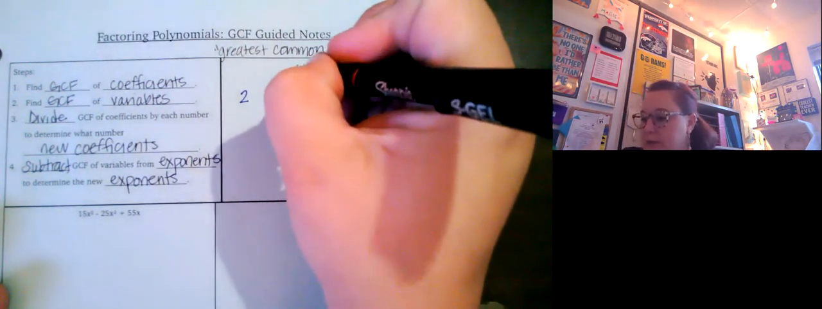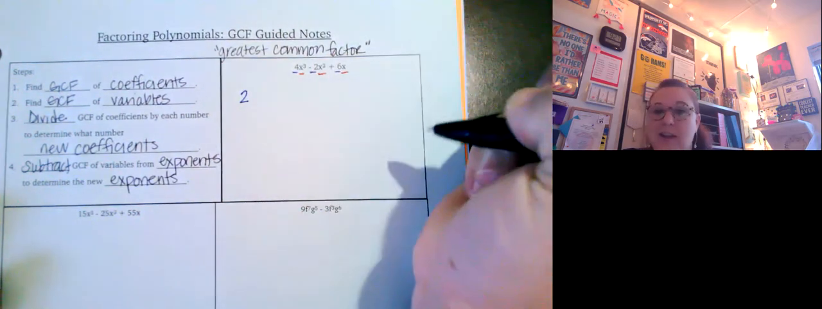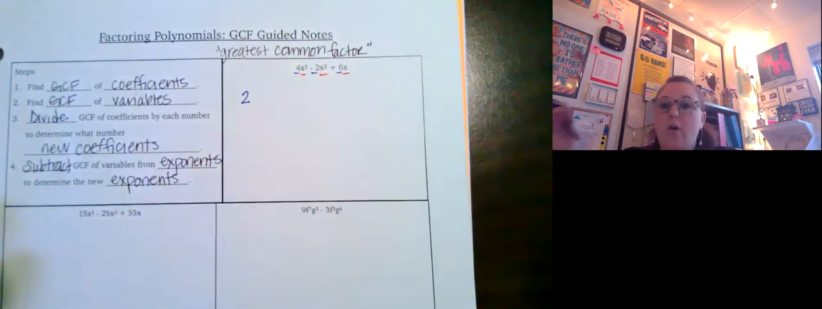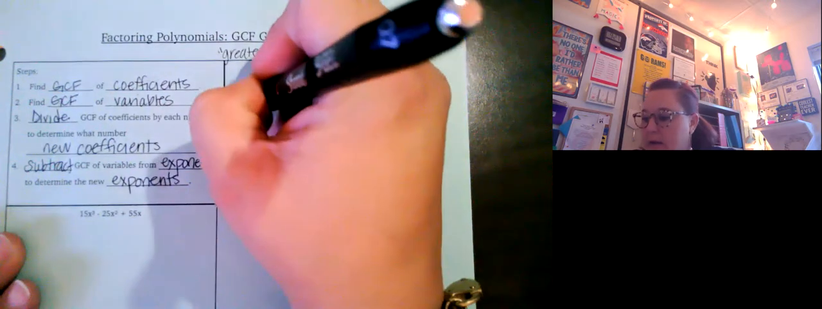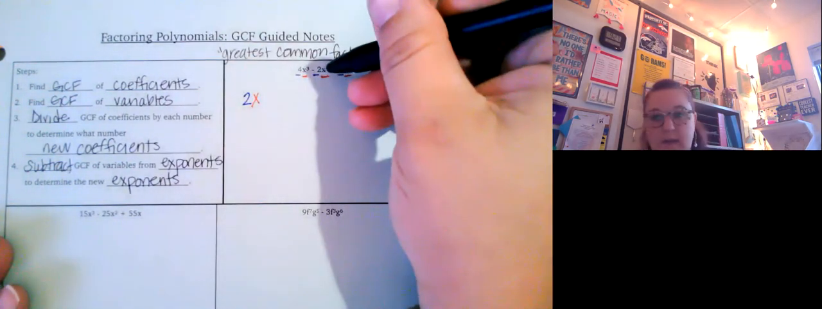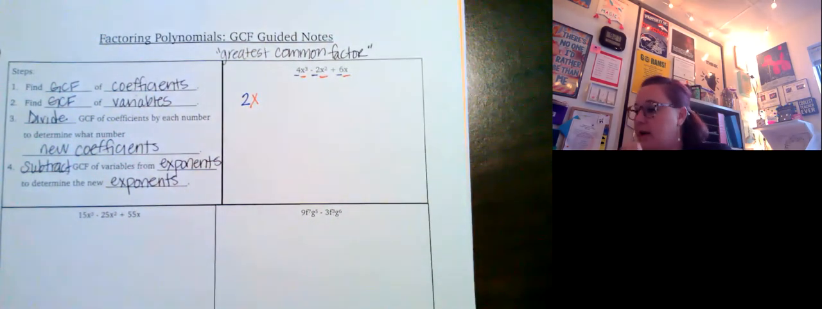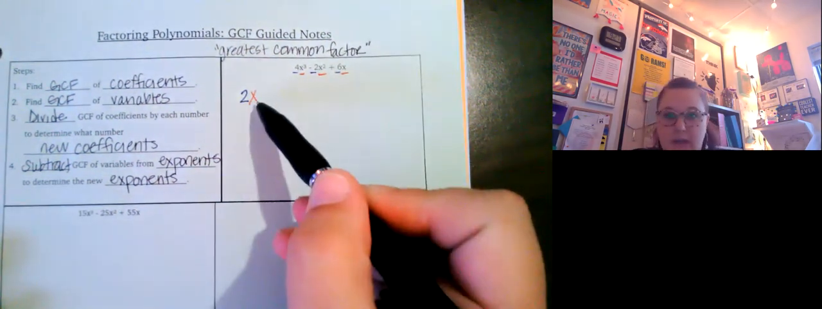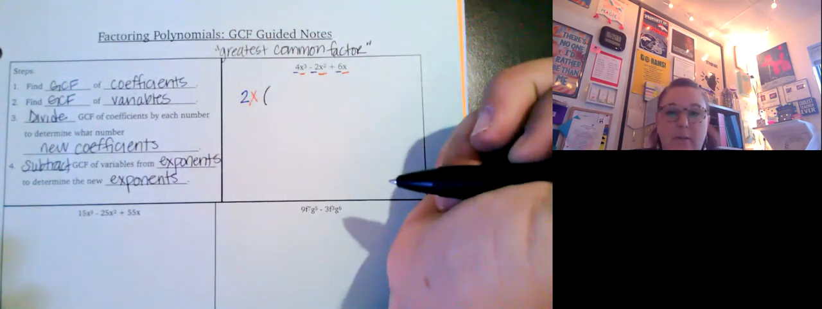Now we're going to look at our variables. I have x to the third, x to the second, and then I have an x. So all three of those terms have at least one x in them. So our greatest common factor in our variables is going to be x. I can take an x from x, an x from x squared, and an x from x to the third. Now, if that is my greatest common factor, that 2 and that x, I'm going to pull that out to the front. We're going to determine what's going to be left behind.